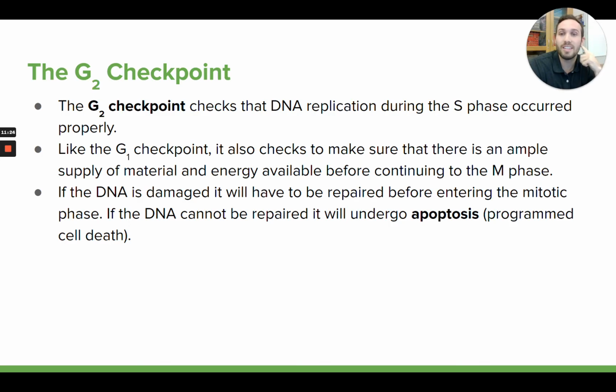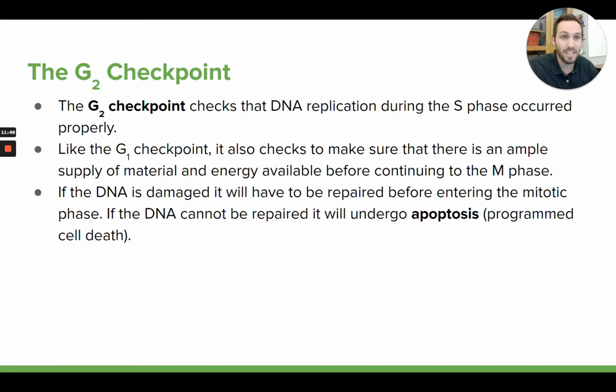Another thing that's checked at this checkpoint is that, again, the DNA is going to be checked to make sure that the DNA is not damaged, specifically the newly replicated DNA. So you just finished S phase where you took all of the DNA and made a second copy of all of your chromosomes. You duplicated all of your chromosomes, you copied all of the DNA. And that often can result in some messed up DNA when you're doing DNA replication.